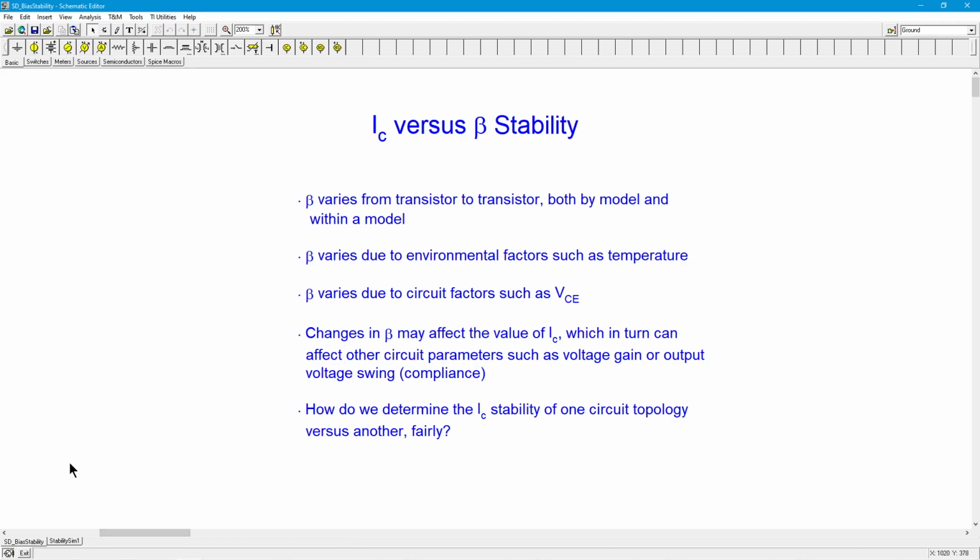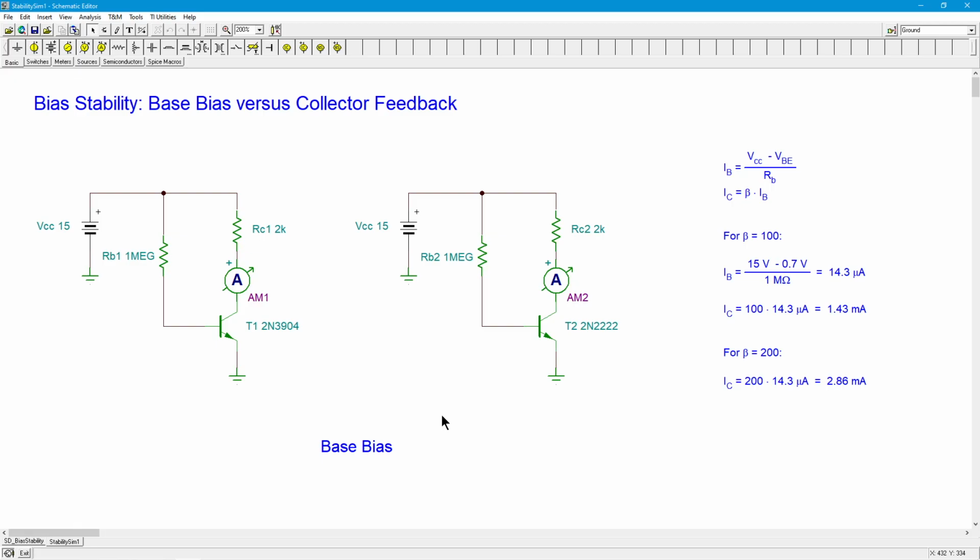So let's take a look at our first contestant, a little base bias. So what I've done is I've got a simple base bias circuit here. I've just cloned it. Now I'm going to use two different transistors. I've got a 3904 and a 2222, only because I know that the models used here in the simulator have slightly different betas, right? Their characteristics are a little bit different.